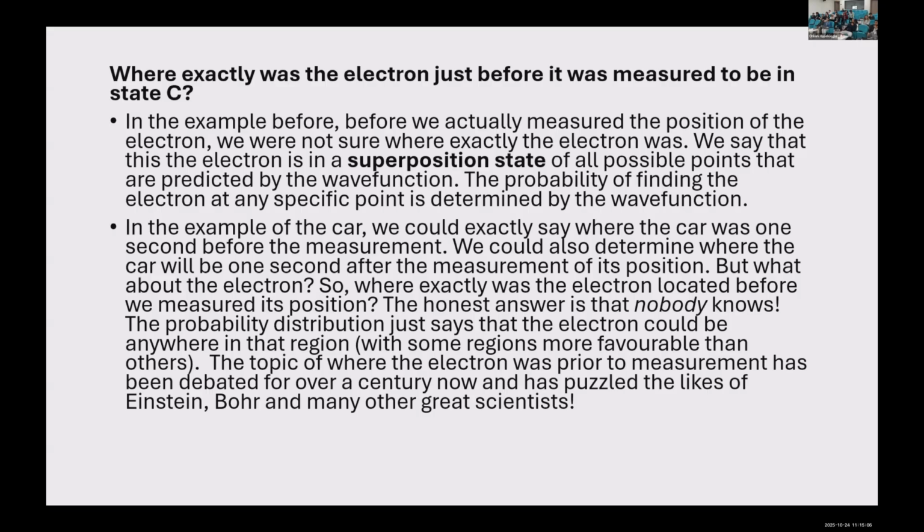But what about the electron? Where exactly was the electron located before we measured its position? The honest answer is that nobody knows. The probability distribution just says that the electron could be anywhere in a region, with some regions more favorable than others. The topic of where the electron was prior to measurement has been debated for over a century now and has puzzled the likes of Einstein, Bohr, and many other great scientists.